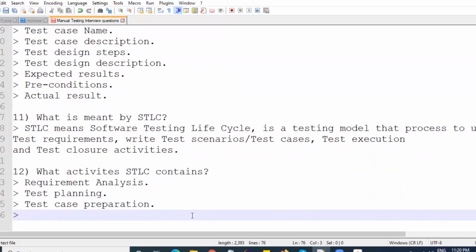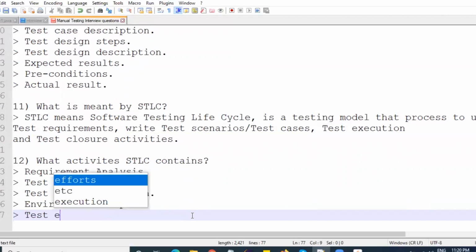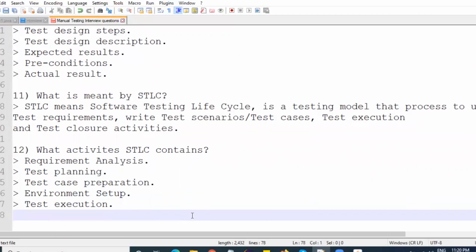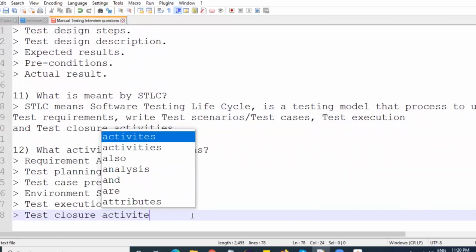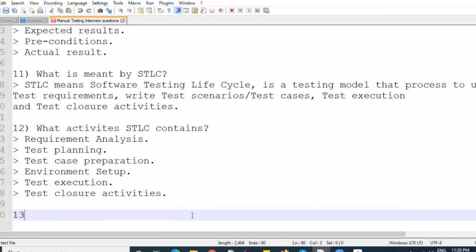Later we'll create an environment to check the application. Once the environment is created, we do test execution of the application. The last one is, whenever my test process is completed, I close my activities, which means test closure activities. So these are the activities involved in STLC.